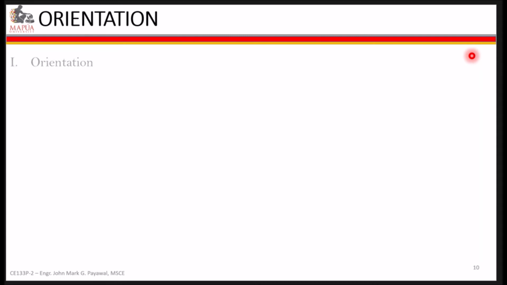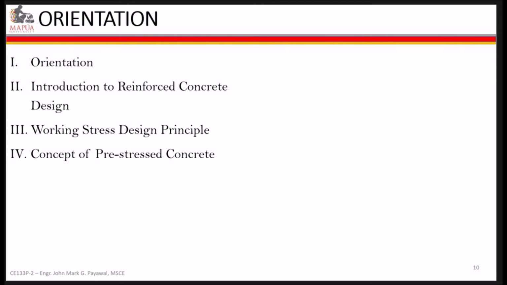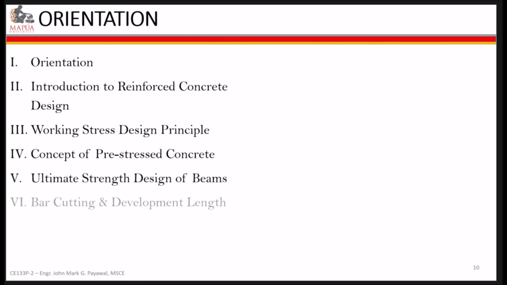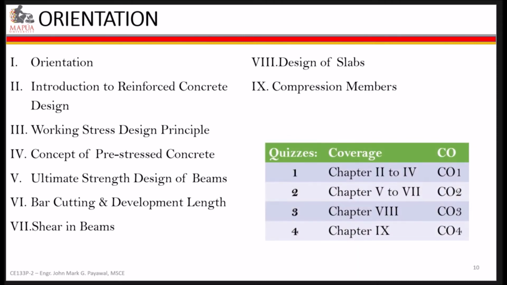So for the topics that shall be governed by the four outcomes, there are nine actually. One is the orientation, followed by the introduction to reinforced concrete, followed by working stress design principle, concept of pre-stressed concrete, ultimate strength design of beams, bar cutting and development length, shear in beams, design of slab, and compression members. And each topic will be covered in your quizzes. In total, there will be four quizzes.